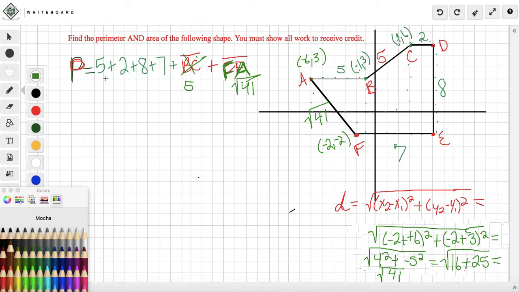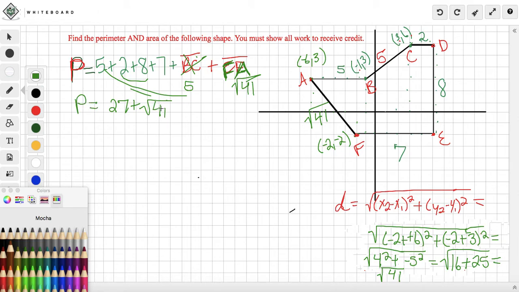Okay, so then we're just going to add all these together. So 5 plus 2 is 7. You can add these together, so let's add the easy ones together. This is how I always do it. I always do 5 plus 5 is 10. 8 plus 2 is 10, so that's 20. 27 plus the square root of 41. So 27 plus the square root of 41 would be your perimeter.